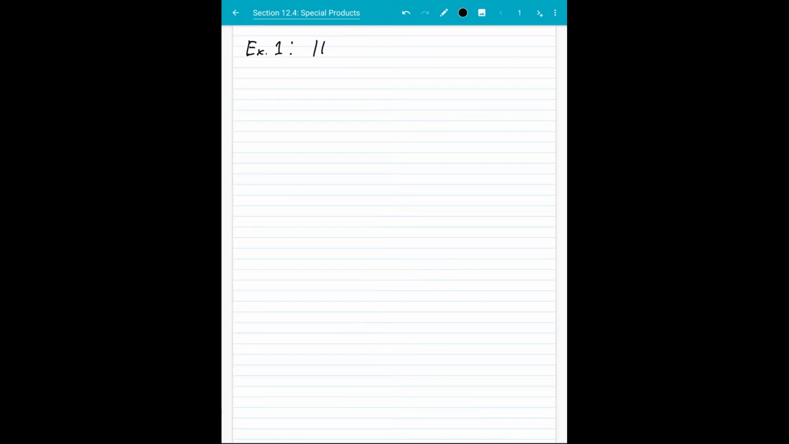It says multiply using the FOIL method. You might hear people say, use FOIL whenever you're multiplying two binomials. I'm going to show you what it means and explain why it's not inherently that important, based off of what you learned in 12.3.